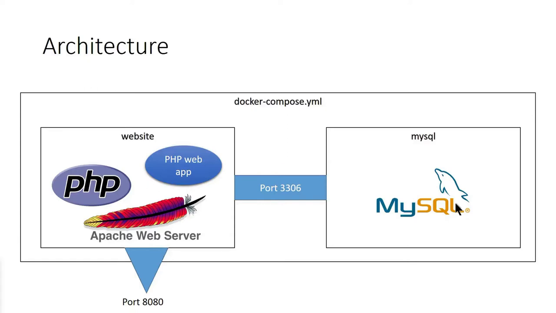And on the left side, you can see a container that contains the PHP framework, the Apache web server, and our PHP web app. The website container will be exposed to the host machine on port 8080. And both containers will communicate through port 3306, the default port number that MySQL listens on.